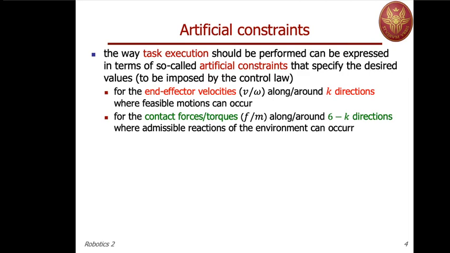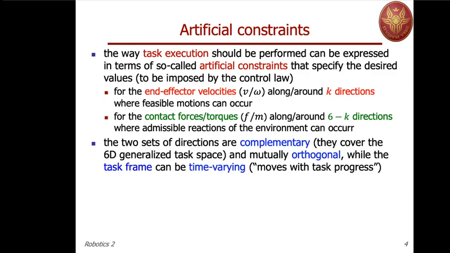We generate errors with respect to these references in a number of directions which covers the whole space, so 6 minus k for contact forces and torques, and k for end effector linear and angular velocities. So a total of 6 when the Cartesian space where the robot is executing has dimension 6. Of course, there will be sub-cases where this value of m equals 6 is strictly less, so for instance, a planar task or something like that.